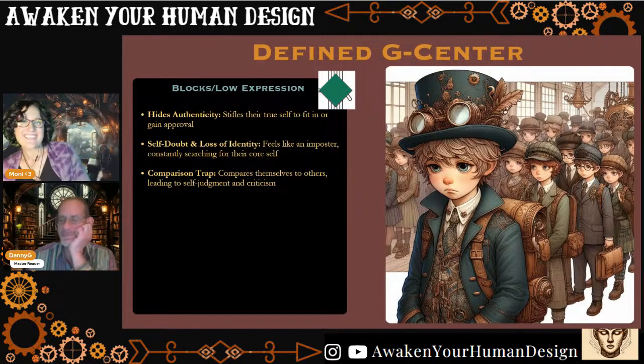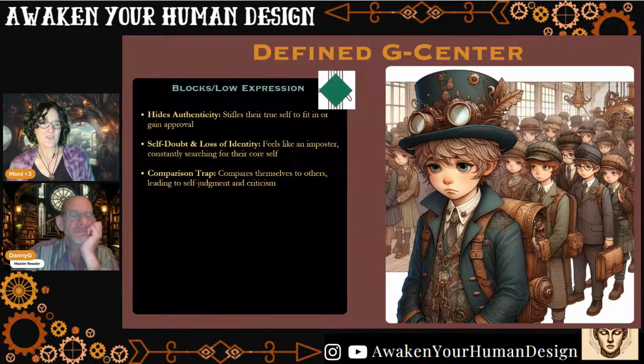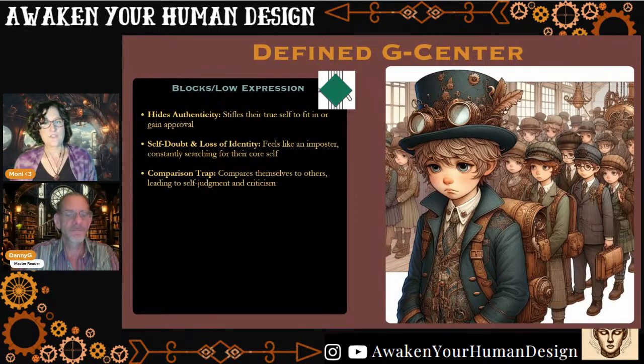to see comments. So the low expression, the blocks for the G center, also known as the identity center, it's hiding authenticity. It stifles the true self to fit in or to gain approval. Self doubt and loss of identity, feeling like an imposter, constantly searching for their core self. Comparison traps, comparing themselves to others, leading to self judgment and criticism. Yeah, not knowing where you are.